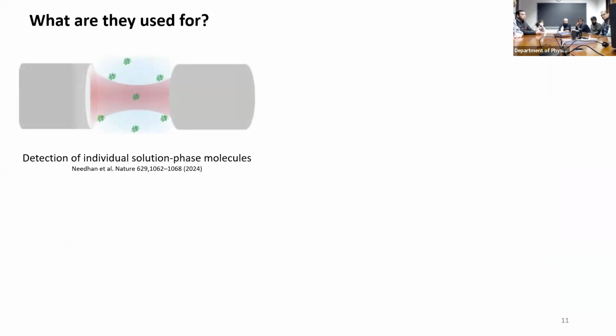And this is a paper that's very interesting. They actually were able to resolve individual solution phase molecules, using the fact that when a molecule goes through the cavity, the effective length of the cavity changes, the optical path length of the cavity changes, and then you can actually see the cavity sort of goes out of lock. I'll explain what locking is, but you can actually resolve individual particles with this.